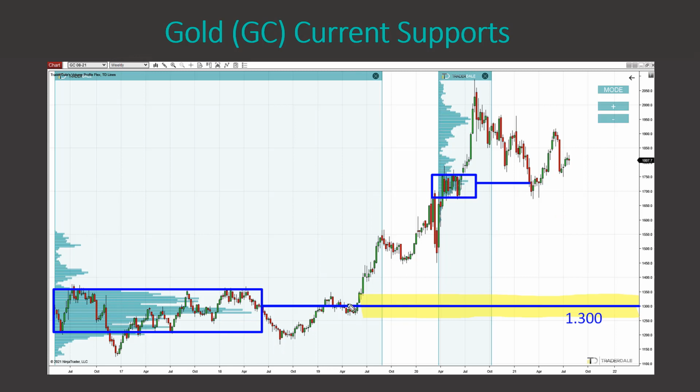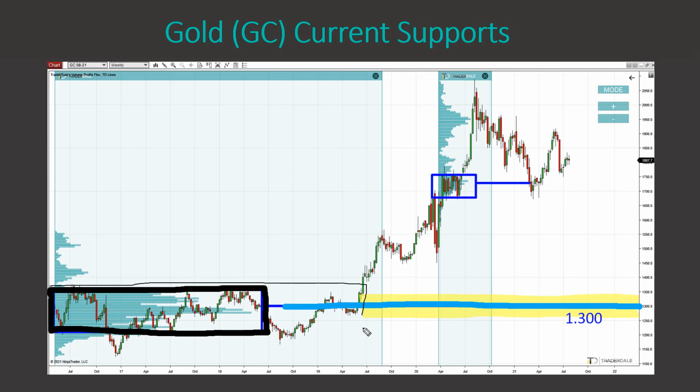However, there is another significant volume zone. And that significant volume zone is in here, around 1300. Why I say that there is a support zone is because of those massive volumes. Those massive volumes were traded in this rotation, which took place before the start of this strong buying activity.